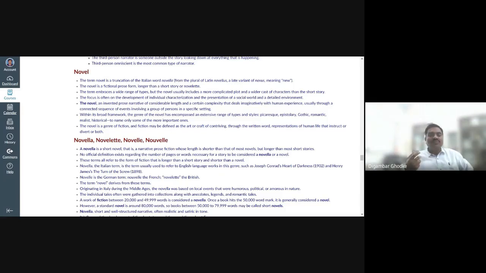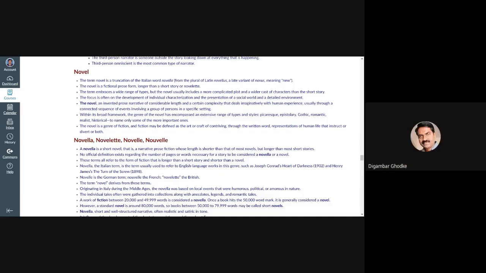So we can talk about picaresque novel or epistolary novel, gothic novels, romantic novels, realistic, regional, historical novels. These are some of the names that I have mentioned here. There are different types of novels. So the novel is a genre of fiction, and a fiction may be defined as the art or craft of contriving through the written word representation of human life that instruct or divert, or it can do both the things. It can either instruct or divert or both.